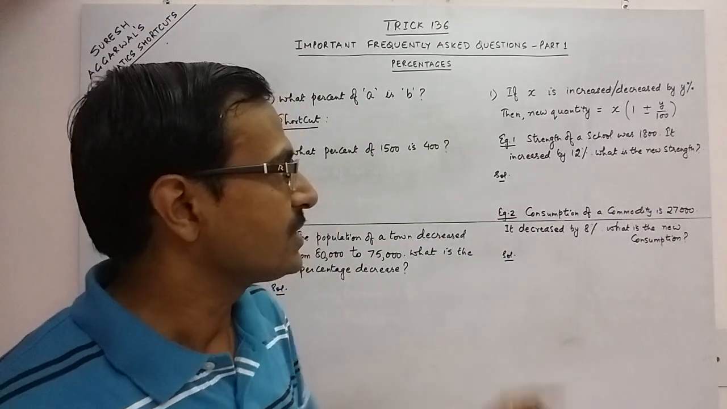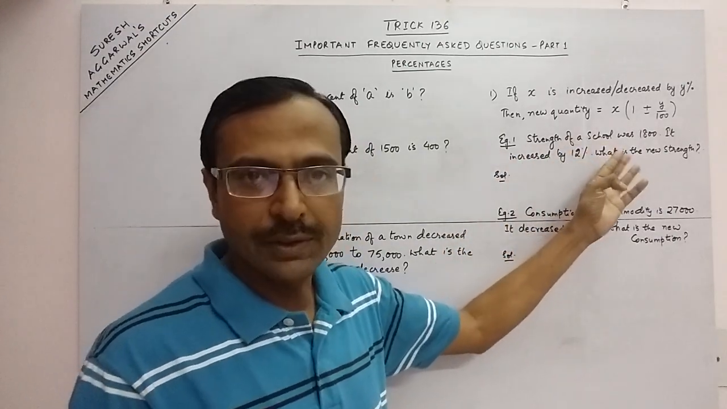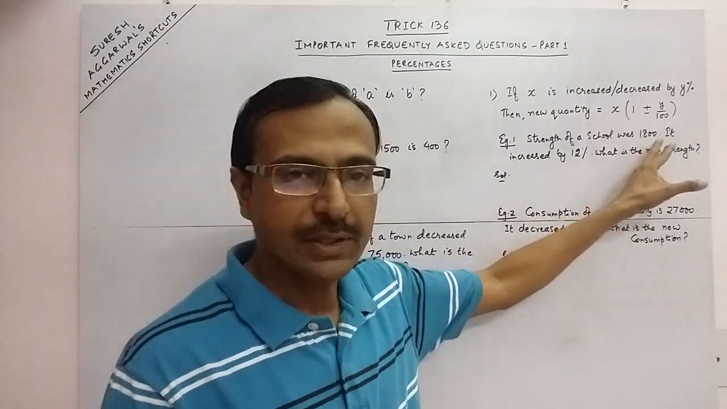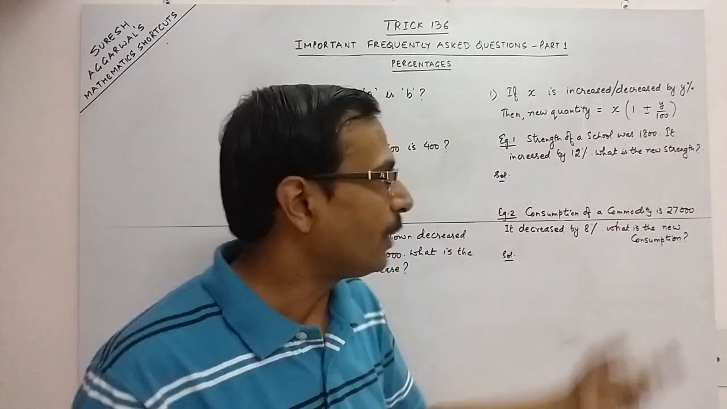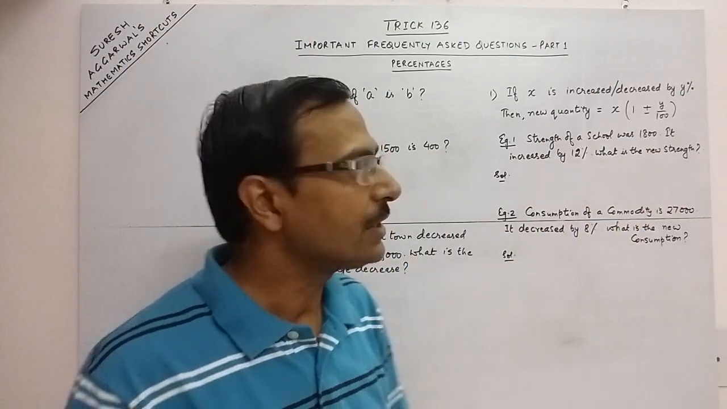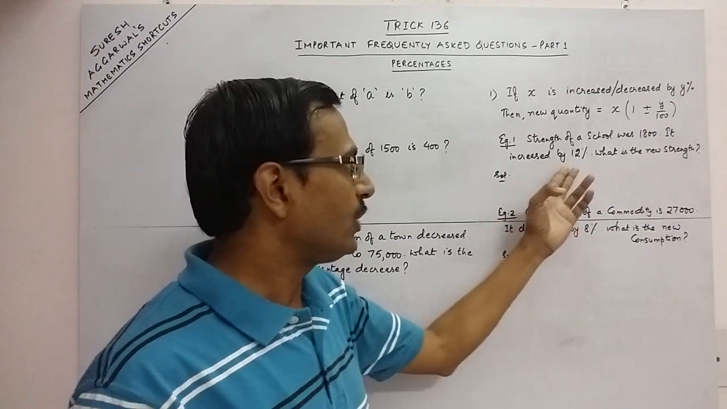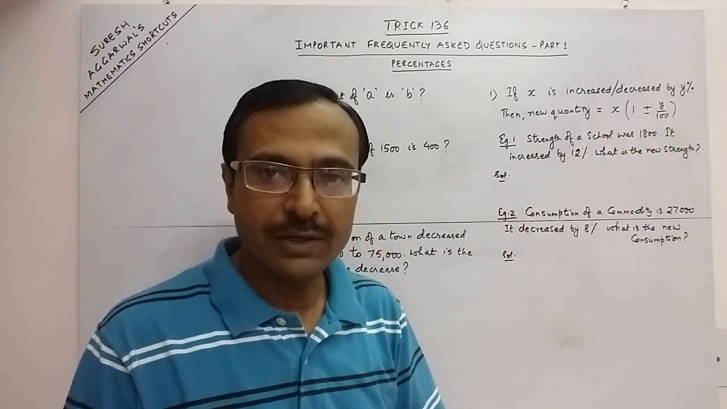I have two examples written here, a very common example which is very frequently asked in competitive exams. This is regarding the strength of a school. The original strength is given, it is 1800, and the strength has now increased by 12%, and now we need to find the new strength.